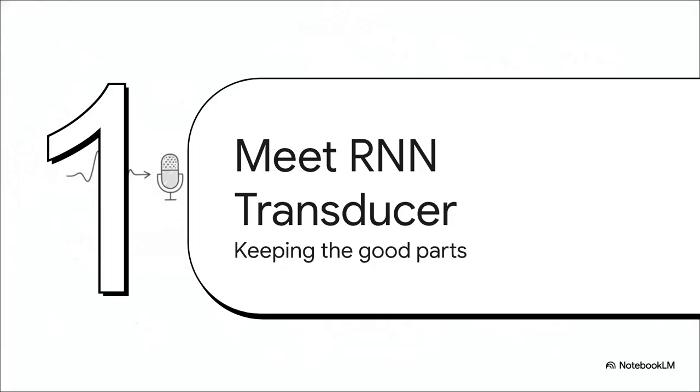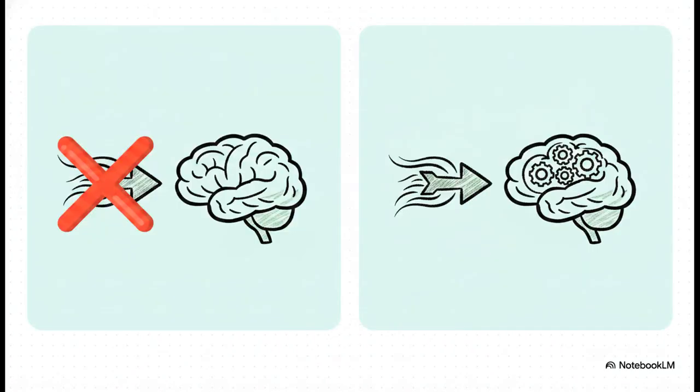Moving on to Section 2. Meet the RNN Transducer. Keeping the good, fixing the bad. Now, what's really interesting about this slide is seeing exactly what carried over. Older CTC models were actually pretty great in some ways. They were already streamable, meaning they processed audio frames synchronously with incredibly low latency. And they were monotonic, meaning they consumed frames strictly from left to right. But like we said, no internal logic.